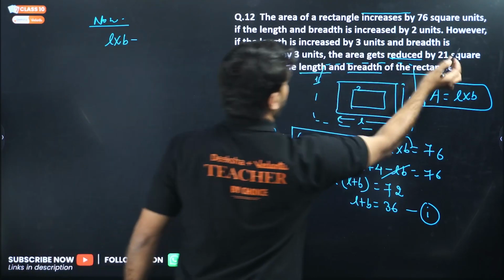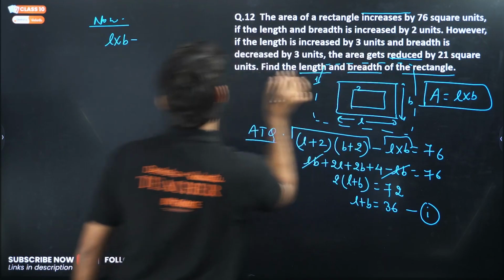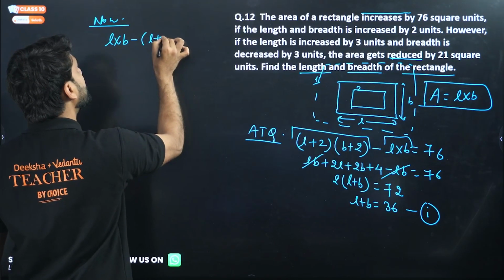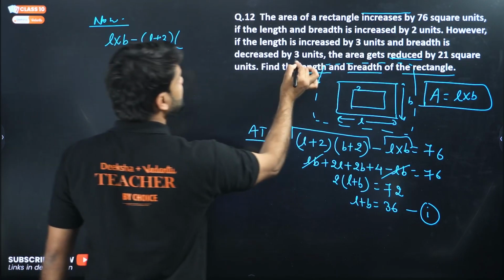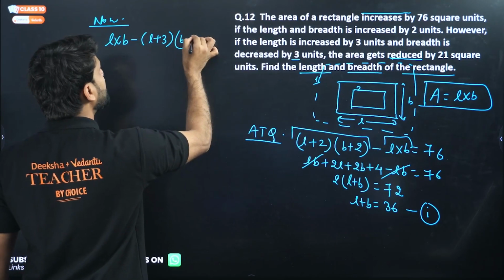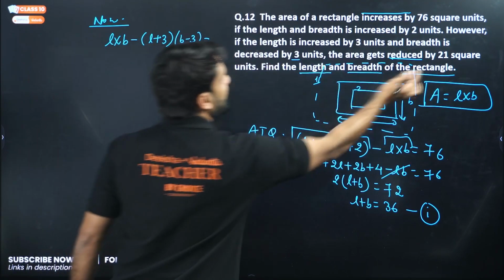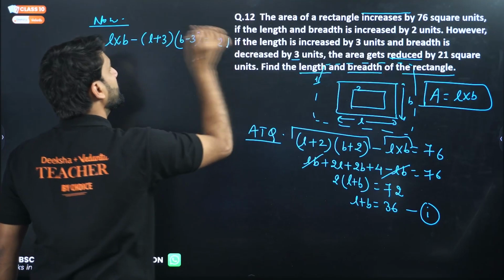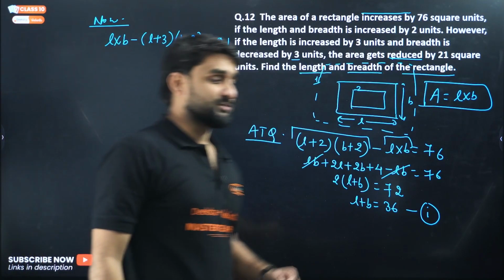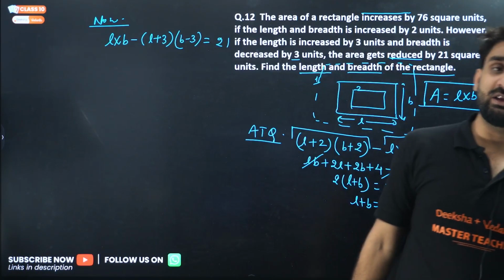Minus, now look, the length is increased by 3. So I'm writing here L plus 3 into, the breadth is decreased by 3, B minus 3. And the difference of area is what? 21 square units. You have to go through the language very, very clearly.